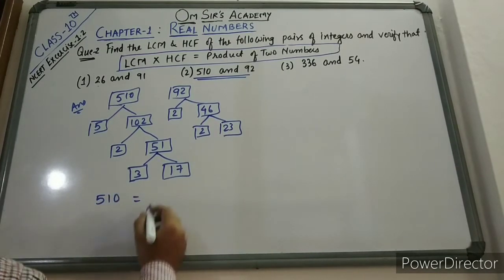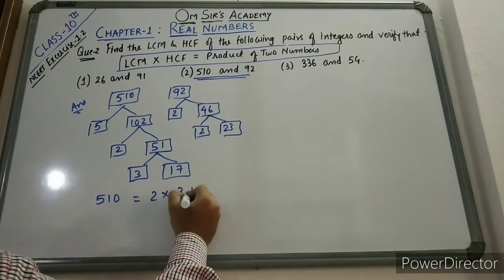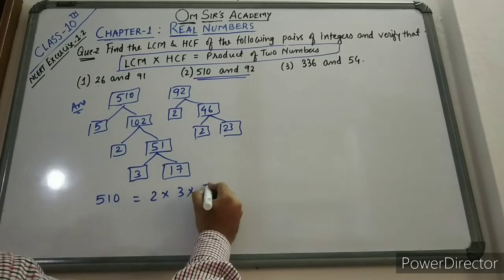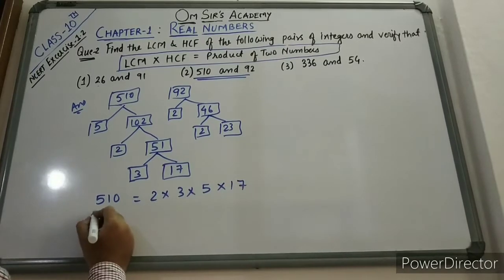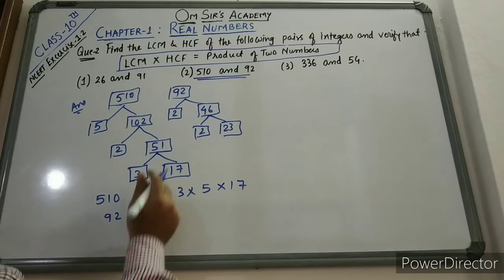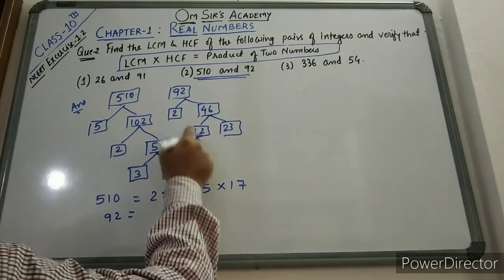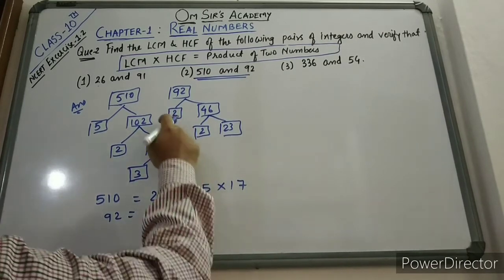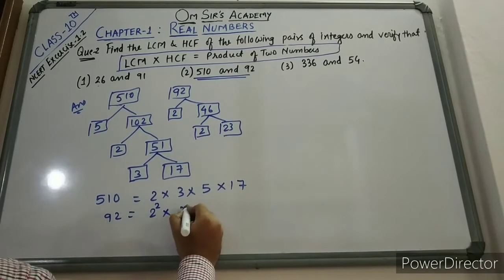What are the prime factors of 510? 2, 3, 5 and 17. So 2 into 3 into 5 into 17, and this is the product of primes of 510. And what is the product of primes of 92? 2 squared, 2 is repeated 2 times, 2 into 2 into 23.